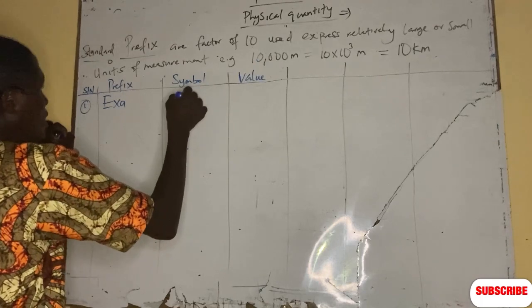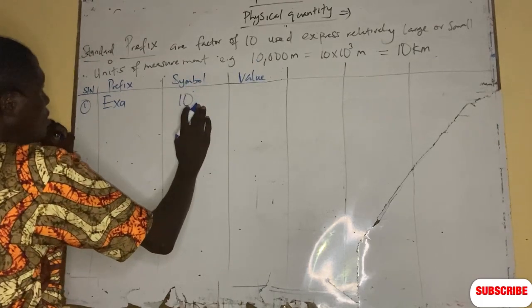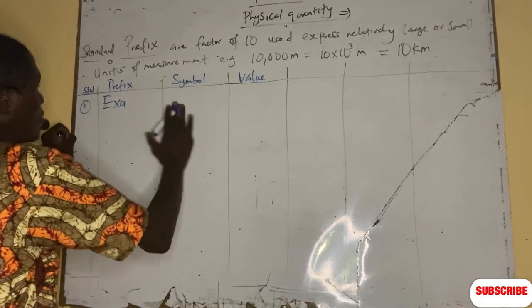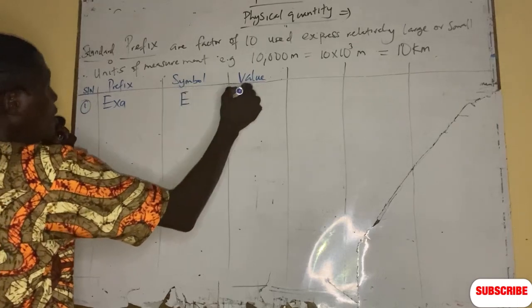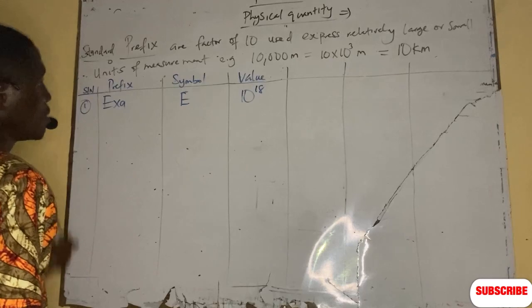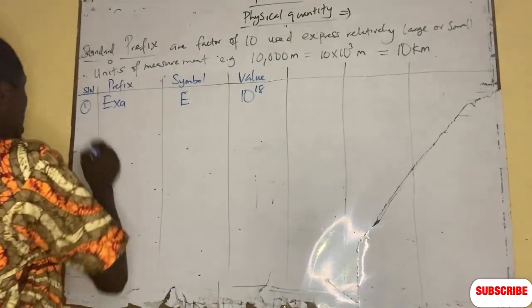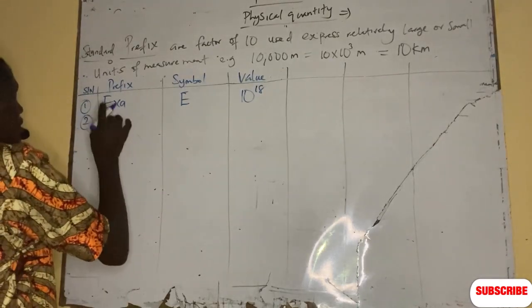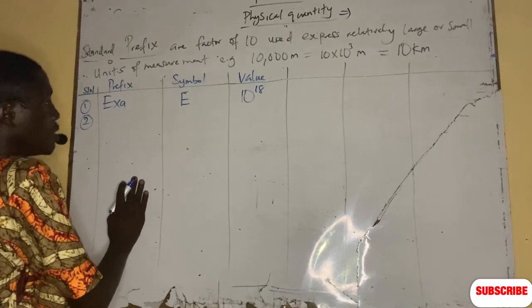The exa is 10 raised to the power what? The symbol is capital letter E, and the value is 10 raised to the power 18. The next one is the exa, 10 raised to the power 18.